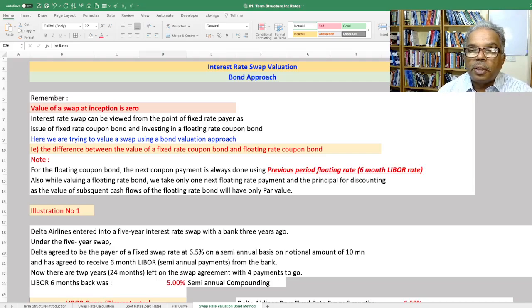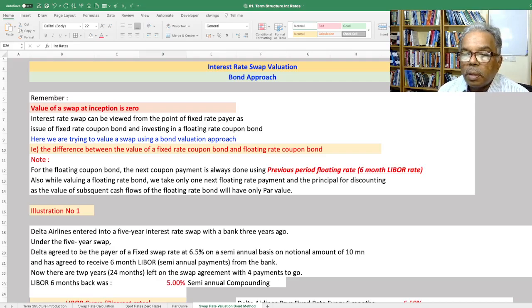Today we'll discuss interest rate swap valuation using the bond approach. Let's quickly recollect that the value of a swap at inception is zero. An interest rate swap can be viewed, from the point of view of the fixed rate payer, as the issue of a fixed rate coupon bond and investing in a floating rate coupon bond. Here we are trying to value a swap using the bond valuation approach. The swap value is nothing but the difference between the values of a fixed rate coupon bond and a floating rate coupon bond.